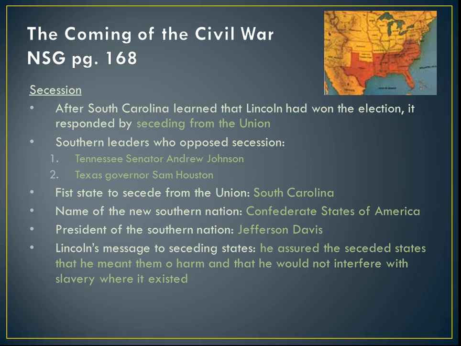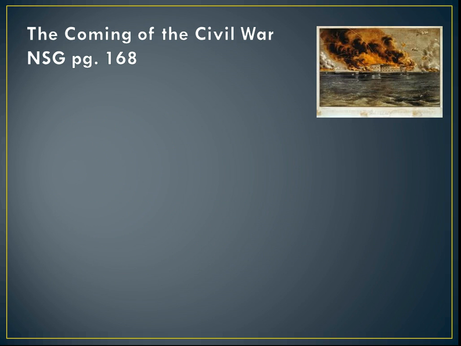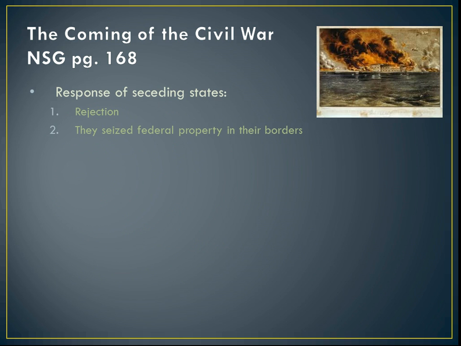And Lincoln's message to the seceding states: he assured them that he meant them no harm and that he would not interfere with slavery where it existed. He said, "No, I'm not going to touch slavery in the South." But they really didn't believe this. So the response of the seceding states is rejection of that, and they seized federal property on their borders. They seized forts and weapons and things like that.